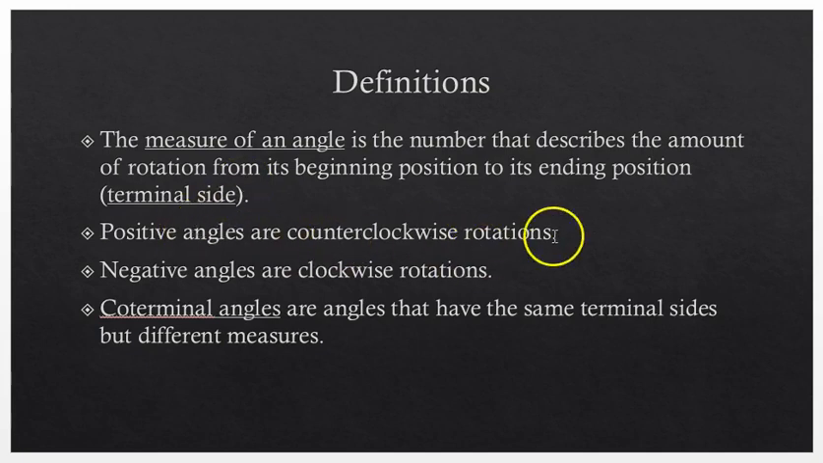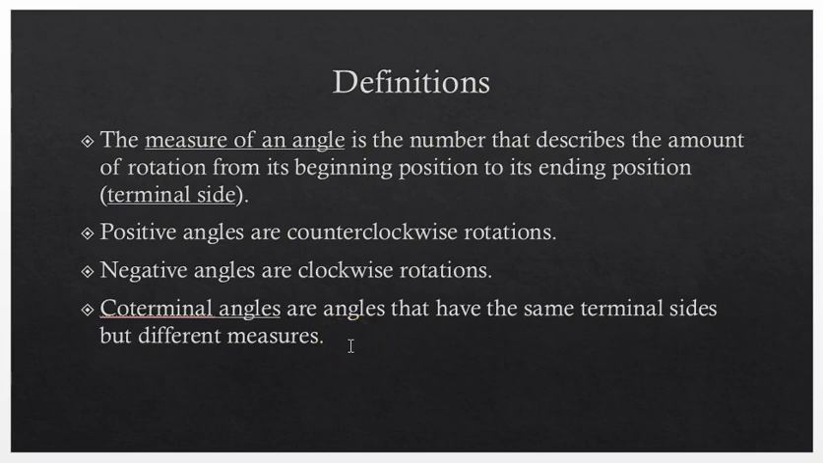Positive angles are measured counterclockwise, so you start from the right-hand side of the unit circle and you measure around counterclockwise, going around up and to the left if it's a positive angle. If it's a negative angle, then you use that measurement to go clockwise, as in down and around to the left. Coterminal angles are another very important concept for this class.